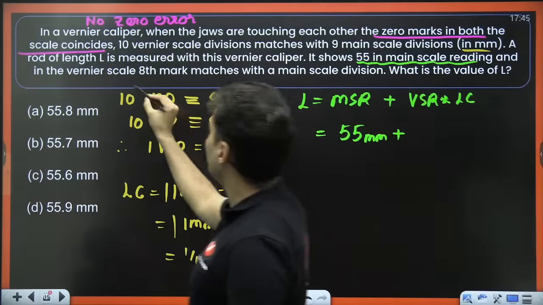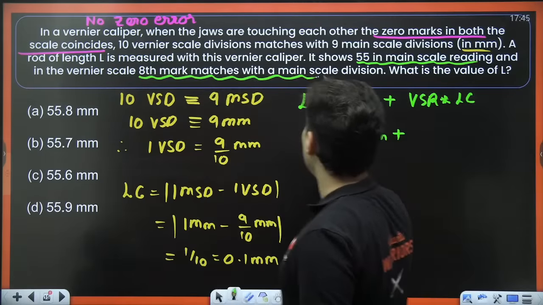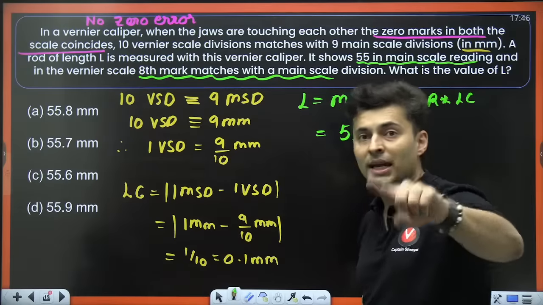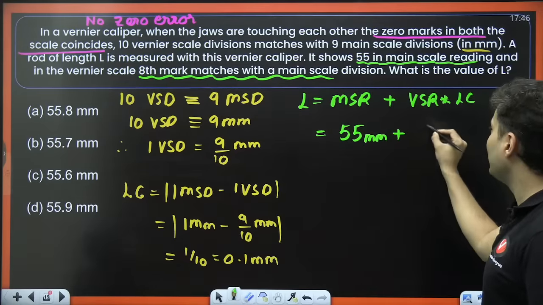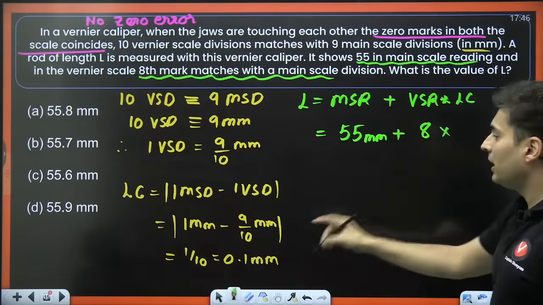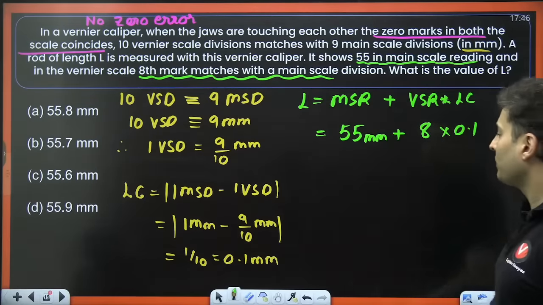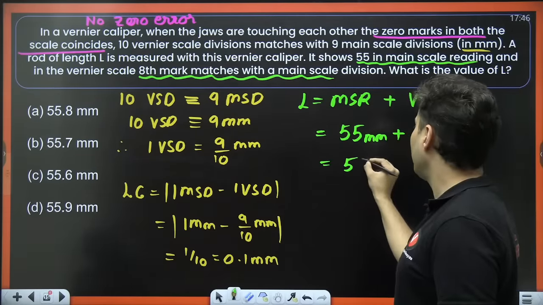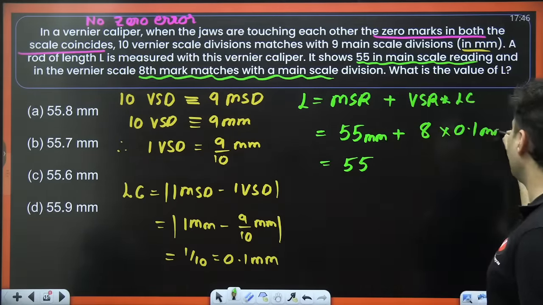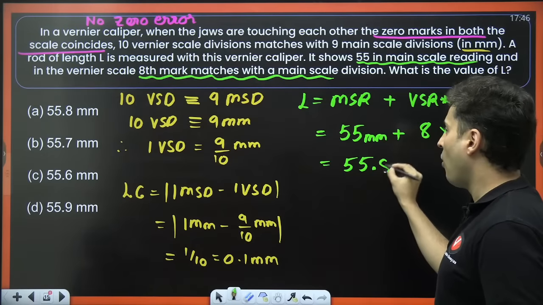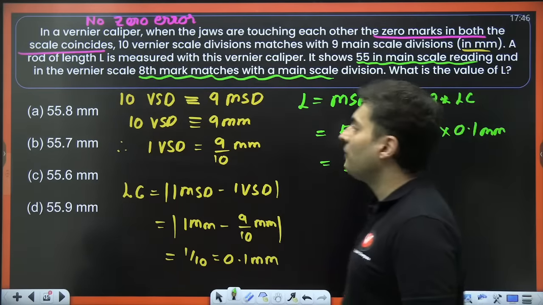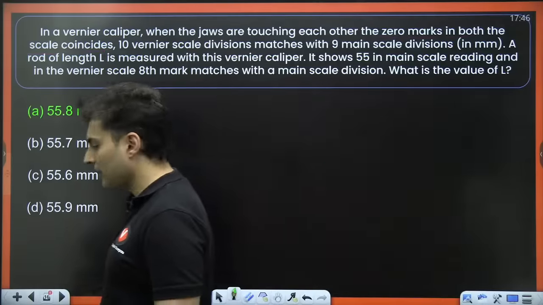What is the vernier scale reading? It is clearly mentioned the 8th mark matches with the main scale. So that means vernier scale reading is 8, into the least count, which is 0.1. So it will be 55 plus 0.8. This was also in millimeters, so 55.8 millimeters, which is option A.